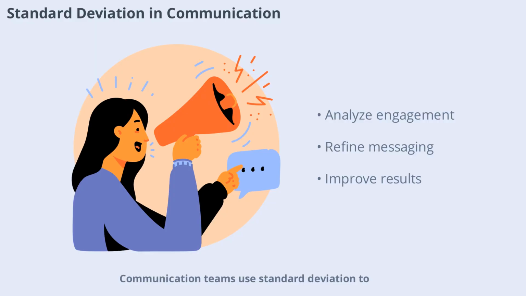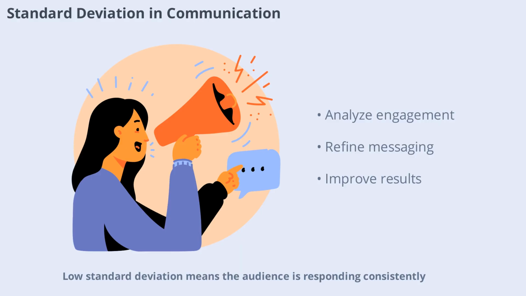Communication teams use standard deviation to analyze response rates to messages or campaigns. Low standard deviation means the audience is responding consistently, while high standard deviation could signal mixed engagement. This helps refine messaging strategies for better results.